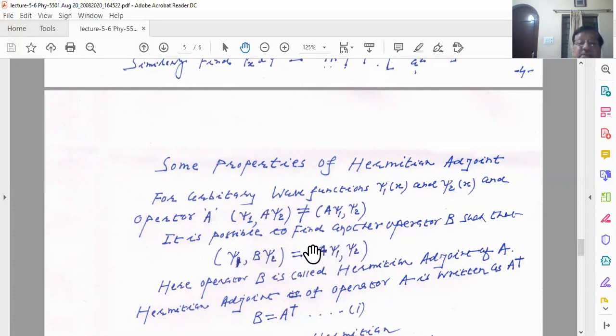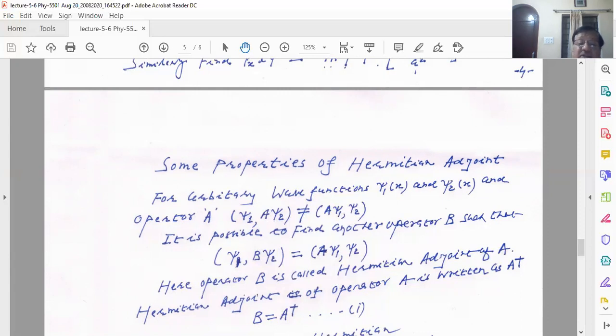So in that case, when you are getting a scalar product of psi 1 with B psi 2, it will be equal to the scalar product of A psi 1 with psi 2. In that case, your B is considered as the Hermitian adjoint of operator A. It is known as Hermitian adjoint of A. So your operator B is known as Hermitian adjoint of A.